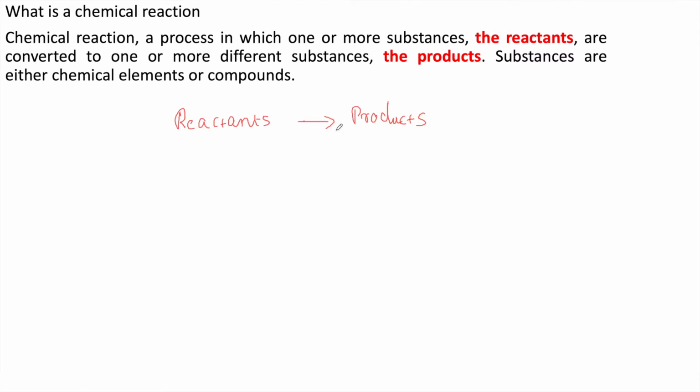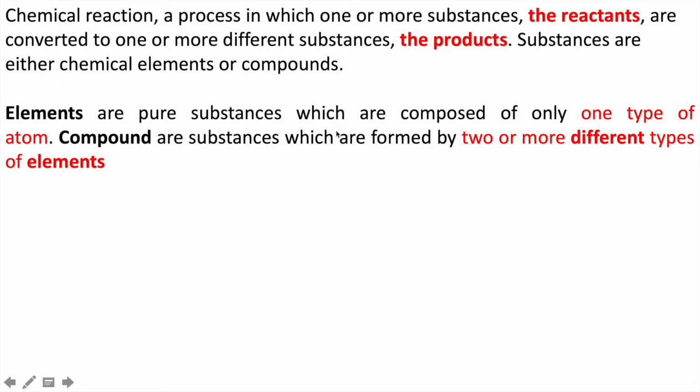What is the difference between an element and a compound? Elements are pure substances which are composed of only one type of atom, whereas compounds are substances which are formed by two or more different types of elements. Let us write some examples for elements and compounds. Hydrogen is an element, H2O water is a compound.